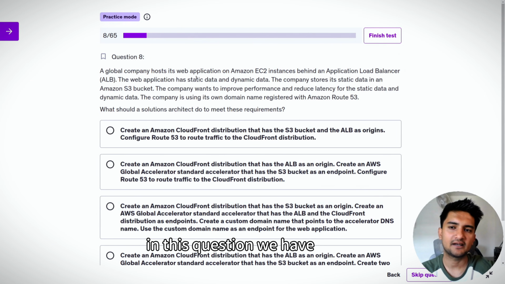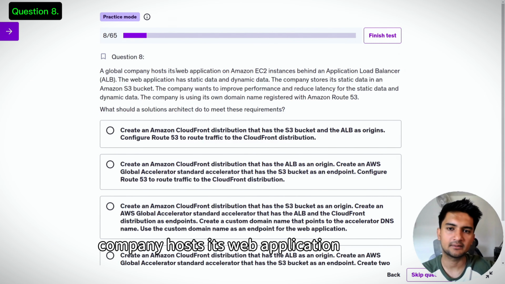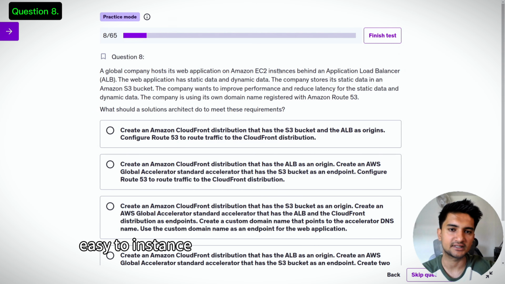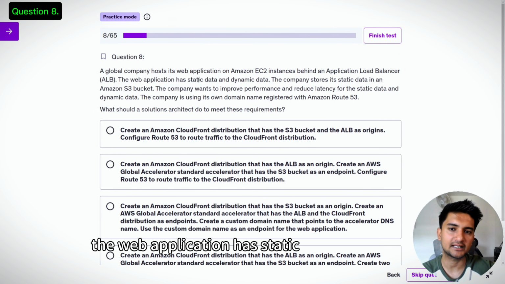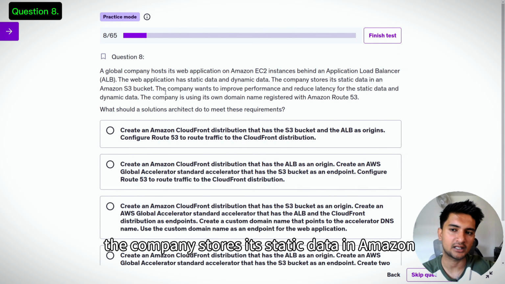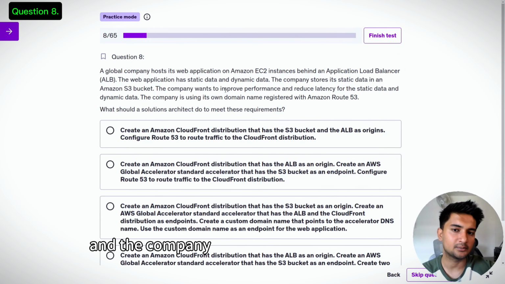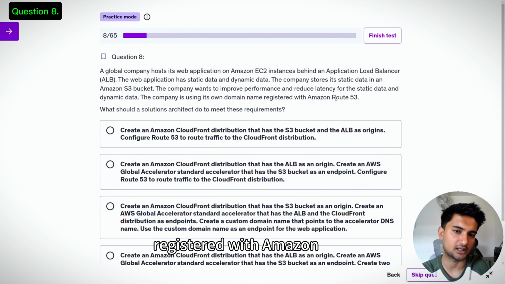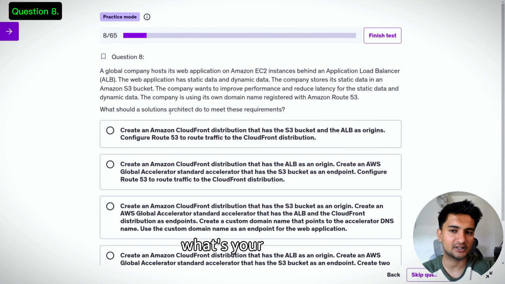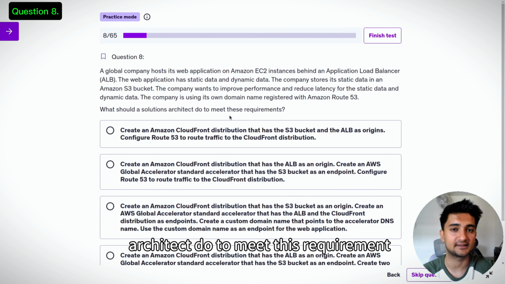In this question, we have a global company that hosts its web application on Amazon EC2 instances behind an application load balancer. The web application has static and dynamic data. The company stores its static data in an Amazon S3 bucket, and the company wants to improve performance and reduce latency for the static data and dynamic data. The company is using its own domain name registered with Amazon Route 53. What should a solutions architect do to meet this requirement?